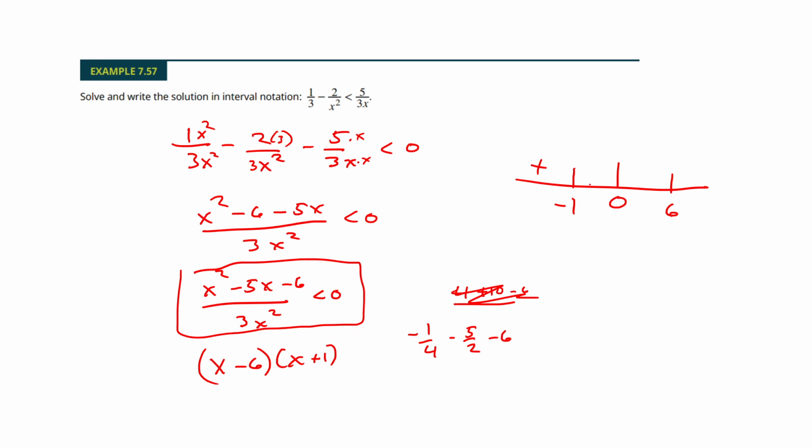So I'm using a test point of negative 1/2 over 3 times 1/4. Okay, now all I care about is the sign. So I know there's a lot of weird math here, but it's going to be a negative over a positive. So that's a negative. Now I'm going to take 1 for this region here. Now you can't take the boundaries. You have to take something in there. So I'm going to take a 1. I'd get 1 minus 5 minus 6.